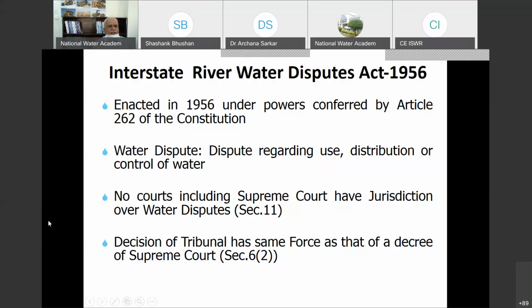I think in earlier lectures, this part has been adequately dealt with. However, I will mention a couple of provisions of this Act. As per Section 3, when the parties feel that a dispute has arisen, they have to refer the matter to the central government by drawing up a letter of complaint.